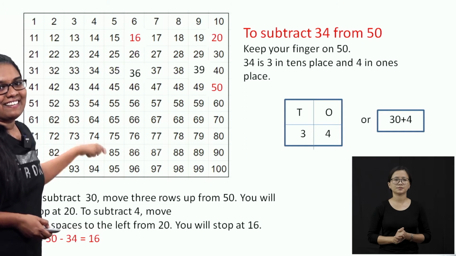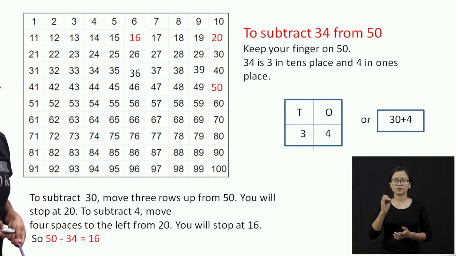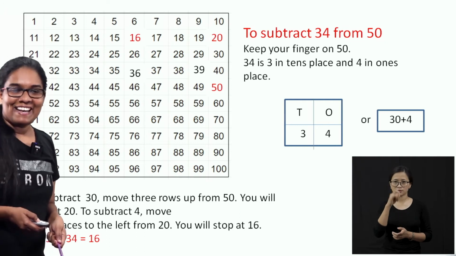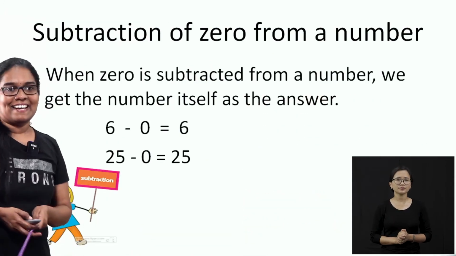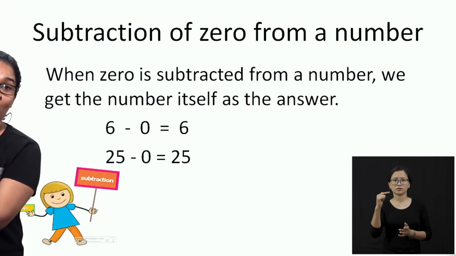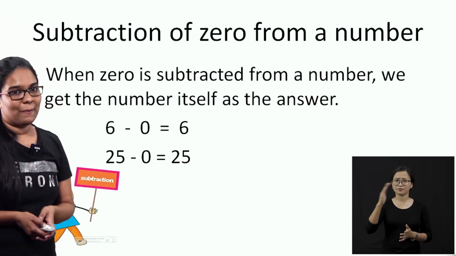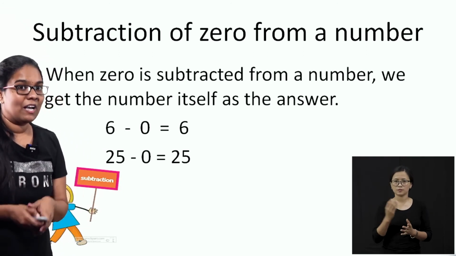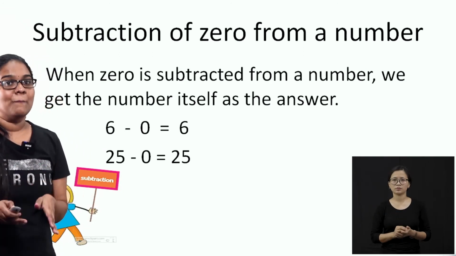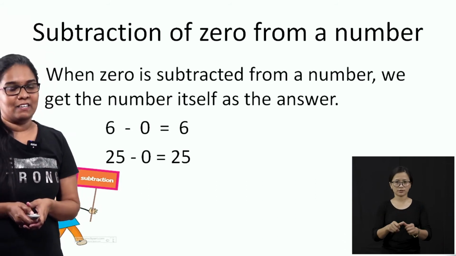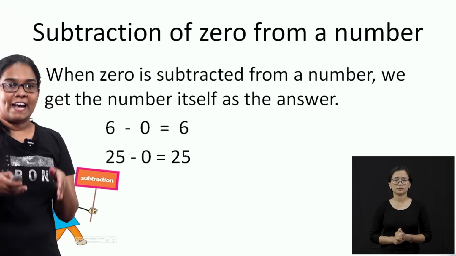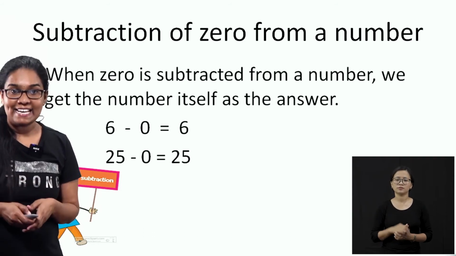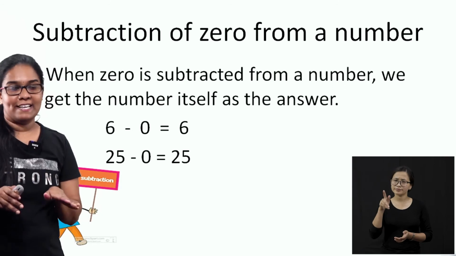Yes, that is 50 minus 34 is equal to 16. Got it? Okay. Then next one, subtraction of 0 from a number. When 0 is subtracted from a number, we get the number itself as the answer.